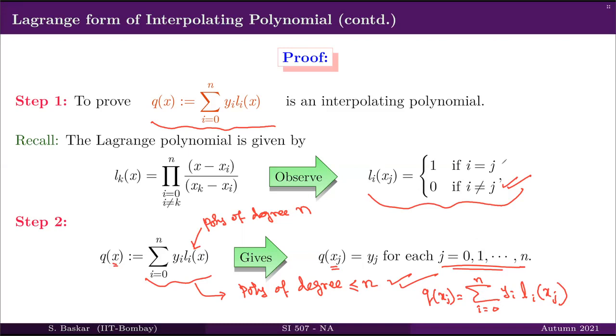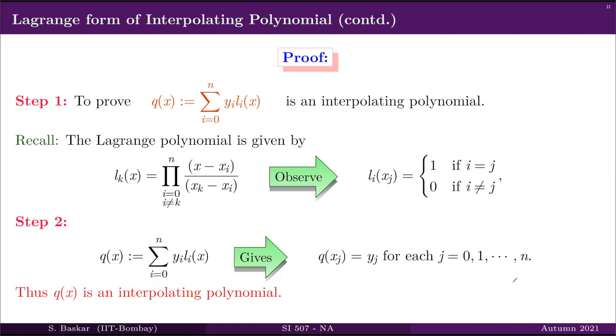In that term, you will have your Lj of xj to be 1, and that will give you yj, because at that place yi will be yj, because i equal to j. So this becomes 1 and this becomes yj, and that will comfortably satisfy the interpolation condition. From here, you can see that q of x defined by this is an interpolating polynomial.